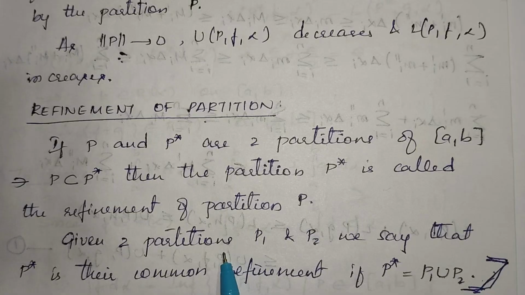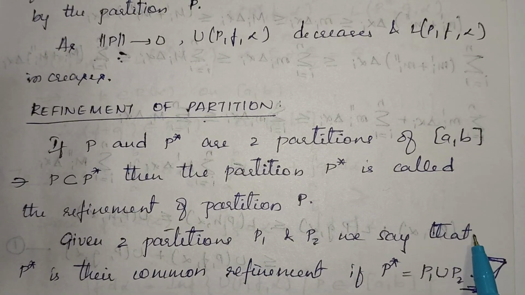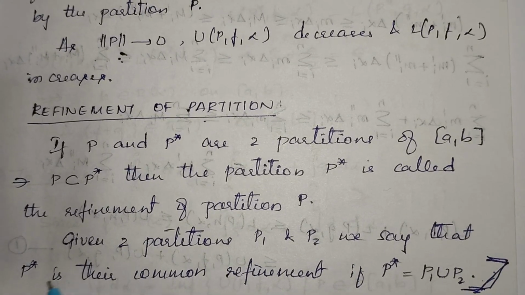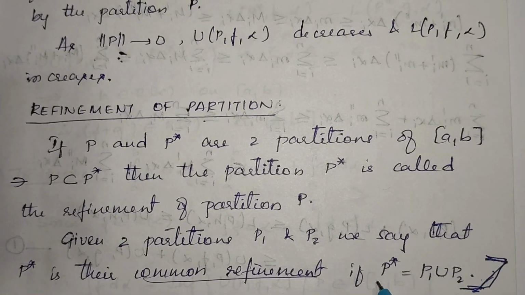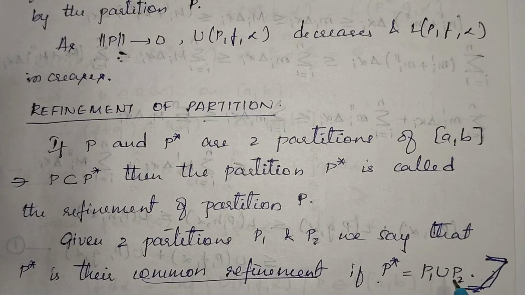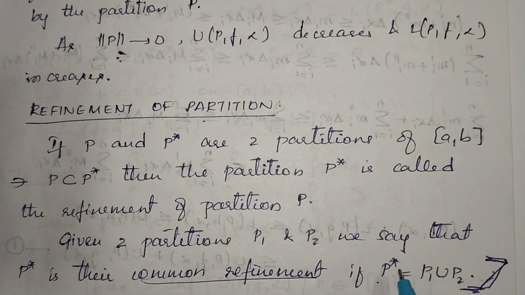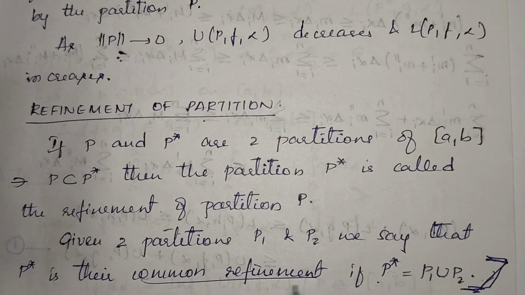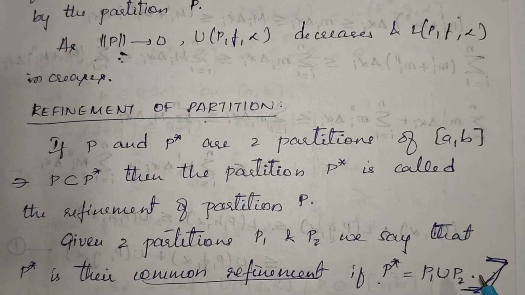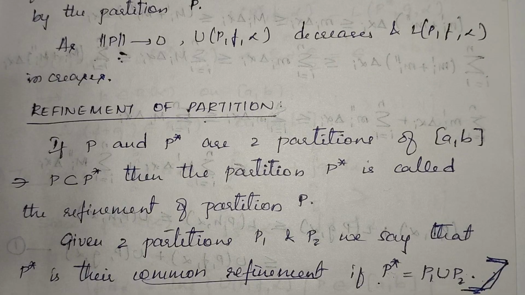Given two partitions P1 and P2, we say that P star is their common refinement if P star is equal to P1 union P2. See, what is P star here? Actually, P star is the union of these two partitions, and so P star becomes the common refinement of P1 and P2. In the next video, let's start with the theorem.